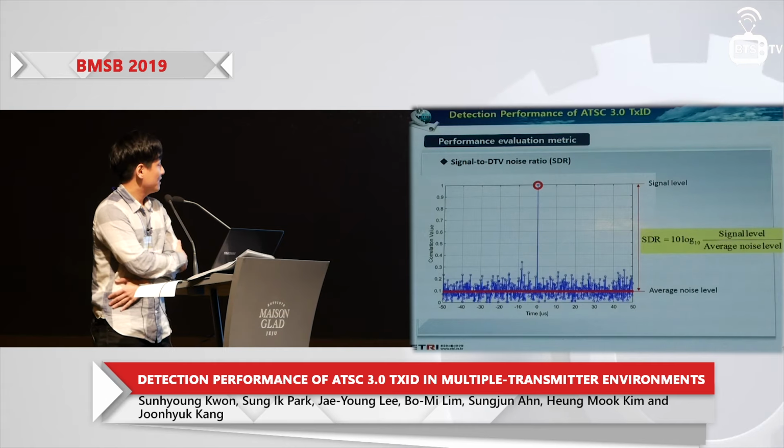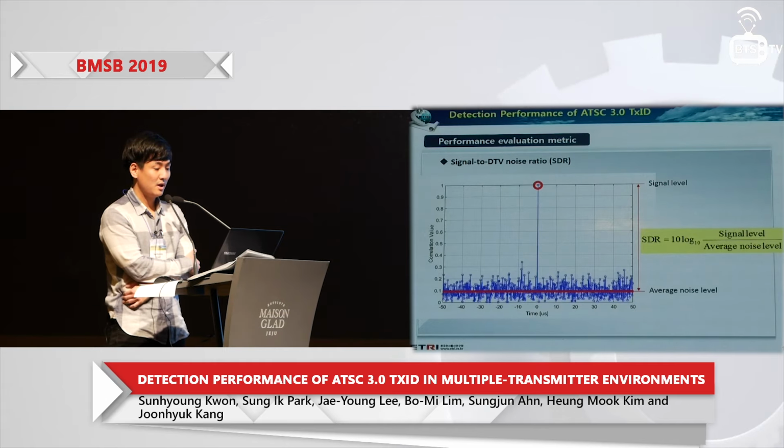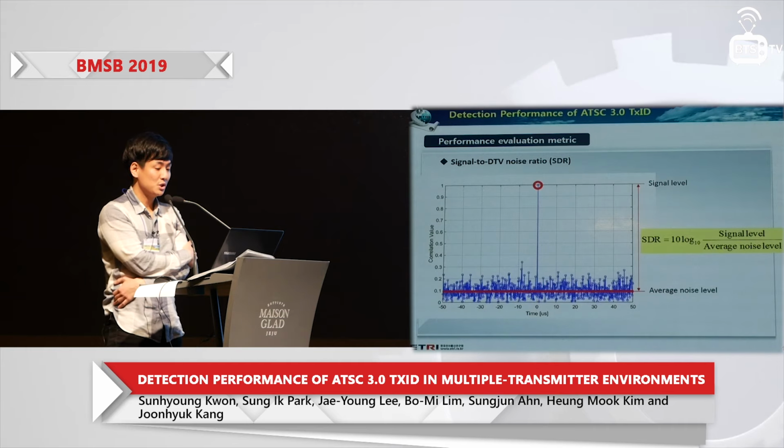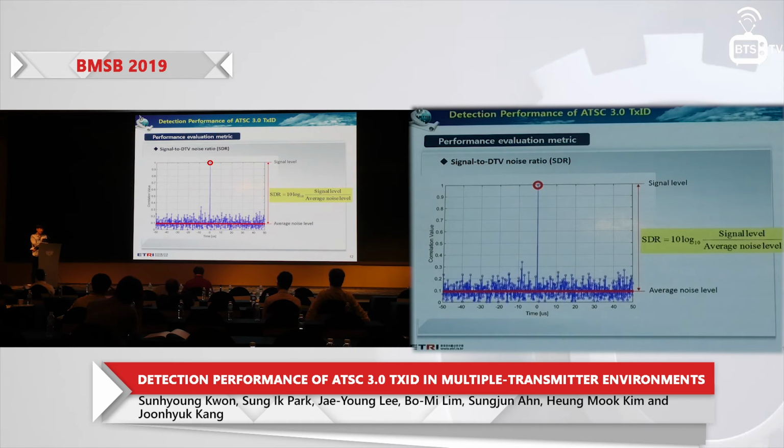The channel profile of each transmitter can be obtained by conducting the correlation operation between the received signal and the TxID sequence. In this figure, the blue line graph represents the correlation values. Since an AWGN channel is considered here, there's no multipath, so we can observe just one peak.